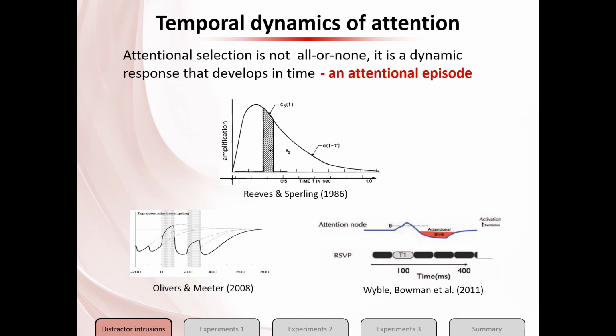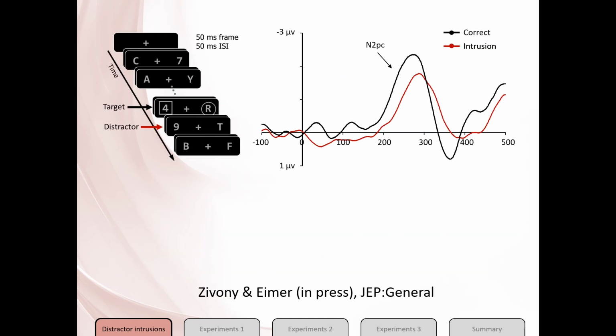Now, this alone cannot explain why the target is seen on some trials and the distractor in others. So our first contribution to understanding the phenomenon of distractor intrusions is to try to elaborate on its relationship with the speed of attentional episodes. Specifically, we measured the N2PC, which is an EEG correlate of the onset of attentional episodes, that is, the beginning of the attentional response. Now, I don't have enough time to really go over this study, but suffice to say that our main finding is that trials with distractor intrusions were associated with a later latency of the N2PC.